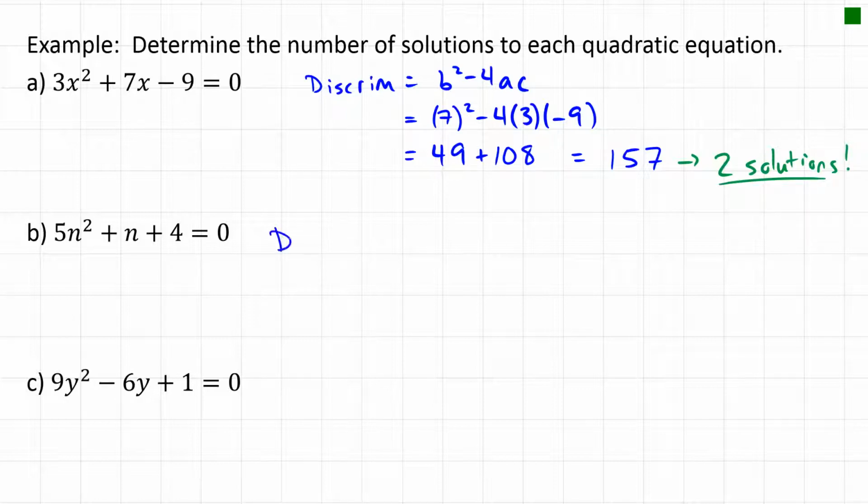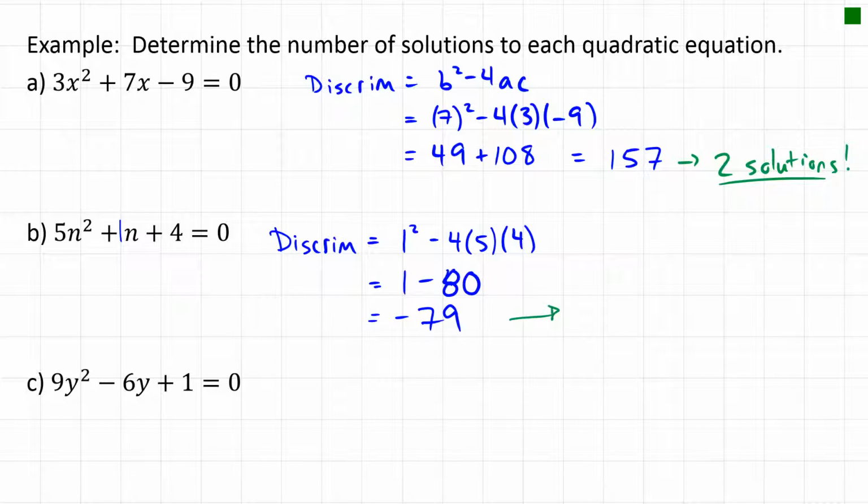Moving on. So the discriminant for the second equation, now in part B. That would be b squared. What's b in this equation? It's the value in front of the x term, so that's 1. So that would be 1 squared minus 4ac. So that would be 1 minus 20 times 4, which is minus 80, or negative 79. If we have a negative discriminant, that means we have 0 solutions.